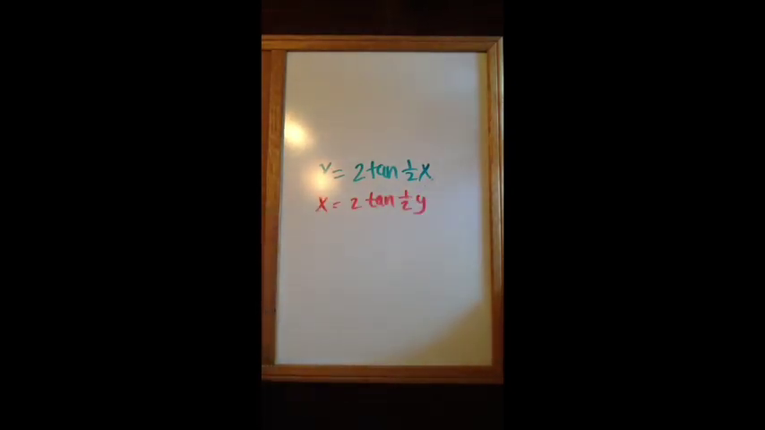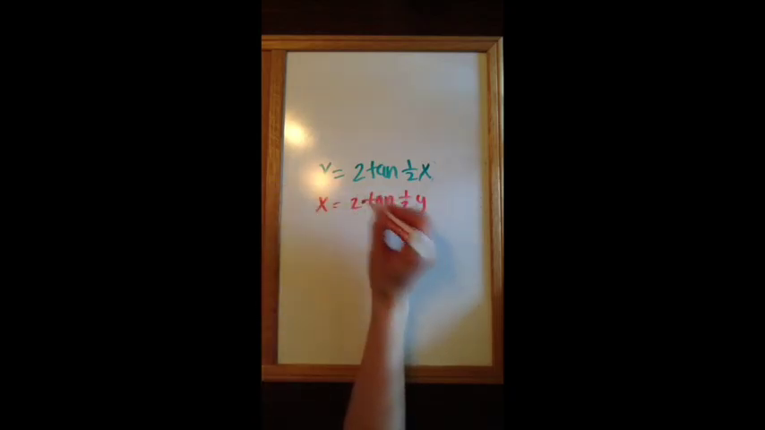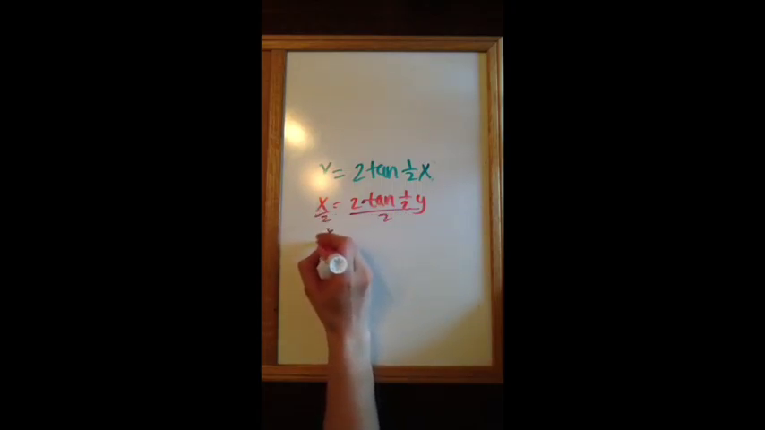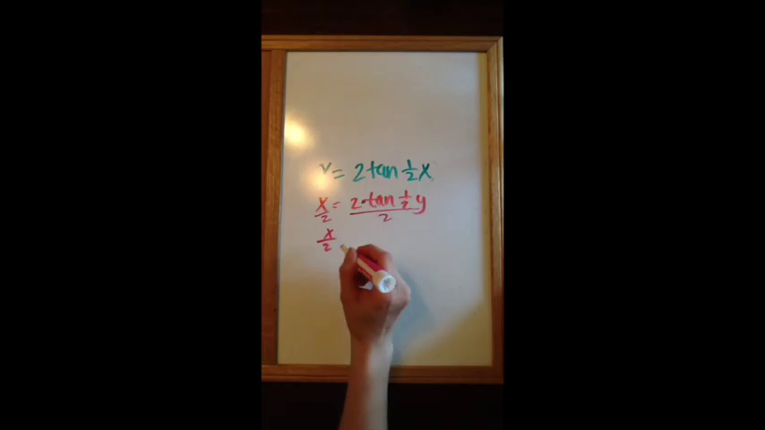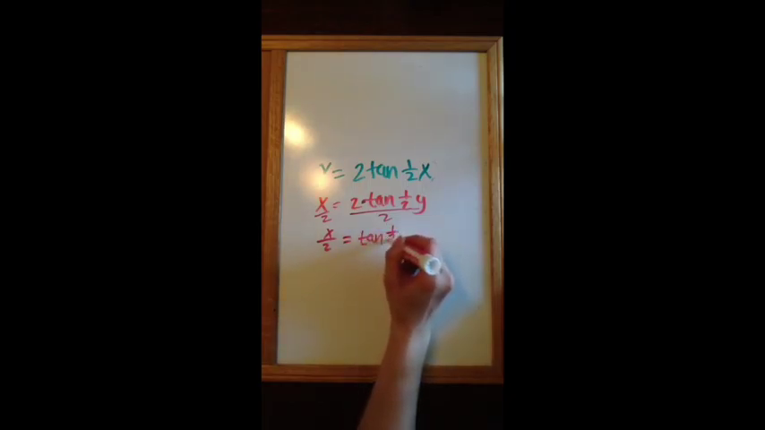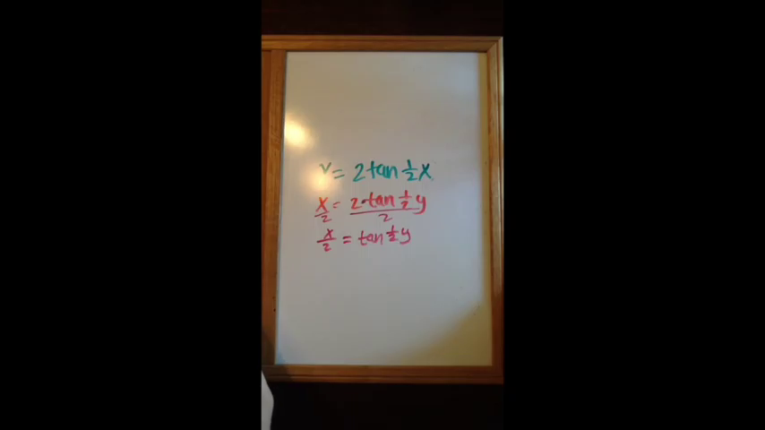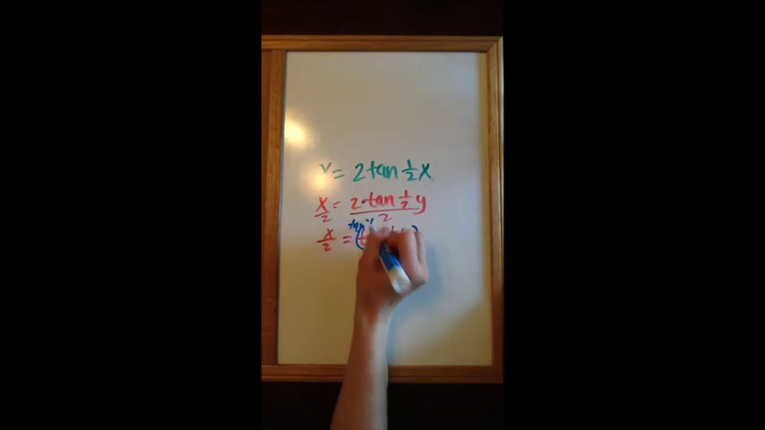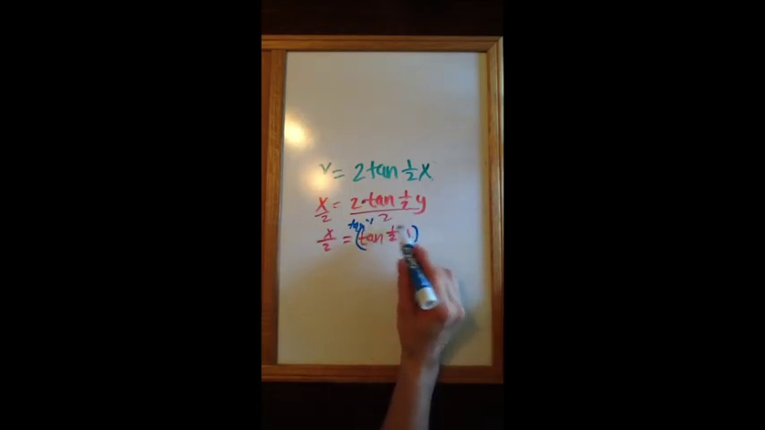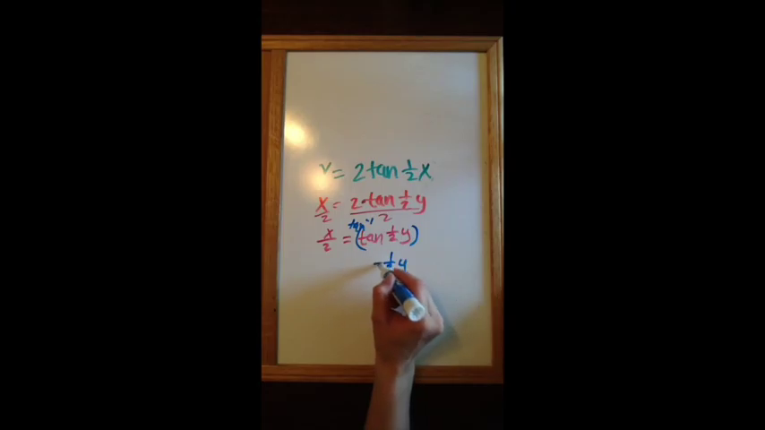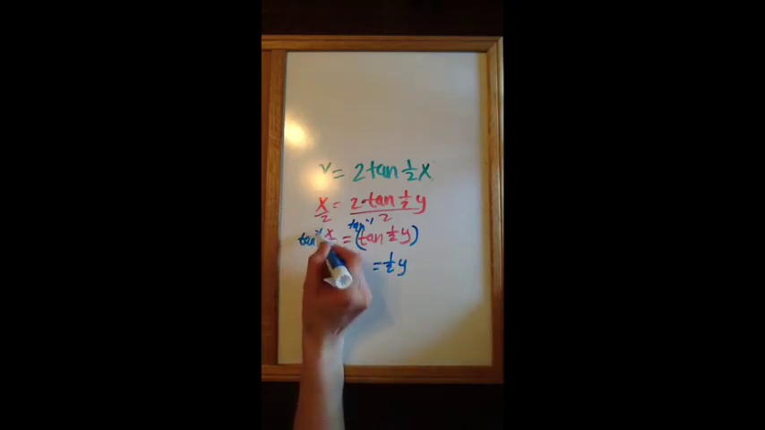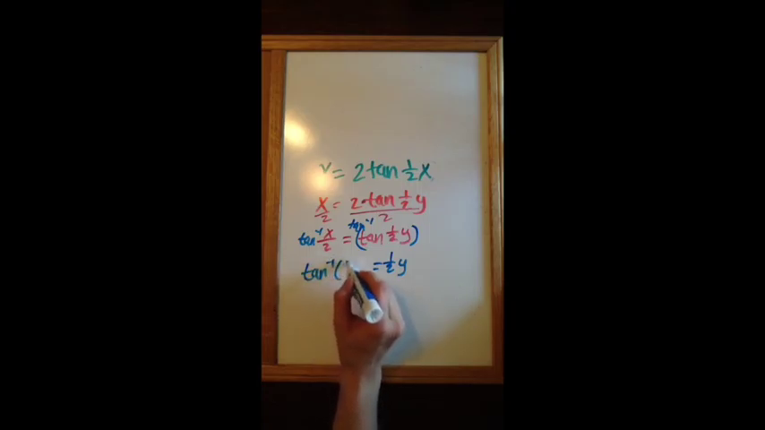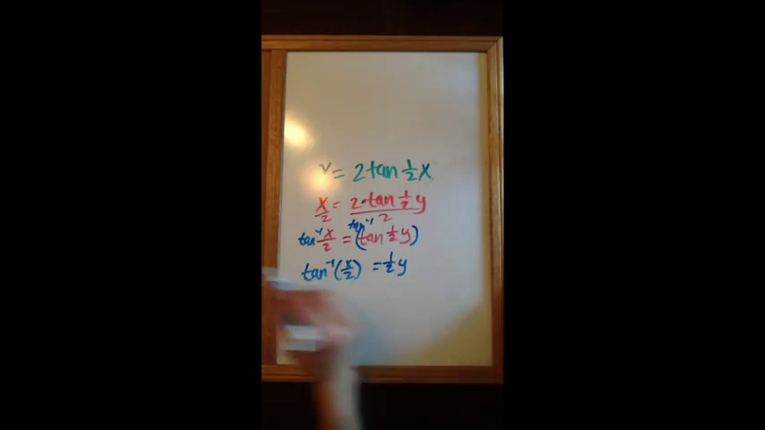So I need to get rid of the multiplying by 2 that's out in front. So I'm going to divide by 2. When I divide by 2, I end up with x over 2 equals tangent of 1/2 y. To undo the tangent, I'm going to take the inverse tangent. The inverse tangent of the tangent just gives us 1/2 y. And if I take the inverse tangent of the right-hand side, I have to take it of the left-hand side. So then I get the inverse tangent of x over 2 equals 1/2 y.